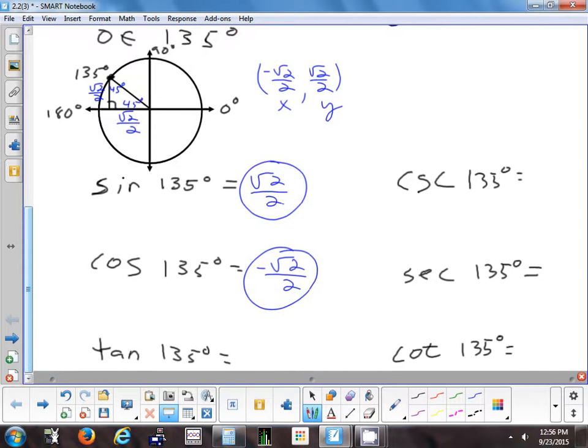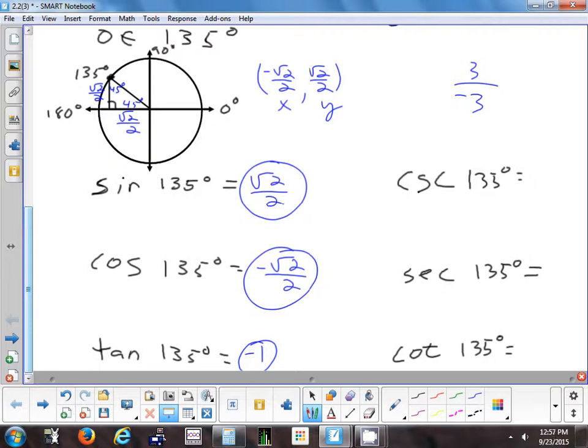My tangent, that's what I get when I divide y by x. You're dividing two things that are the same, except for the sign. Florencia, what would I get there? Dividing two things that are the same, except one's positive, one's negative. Think about what if you did this? What would that be? -1. Yeah, -1. This is also -1, because we're dividing two things that are the same except for the sign.